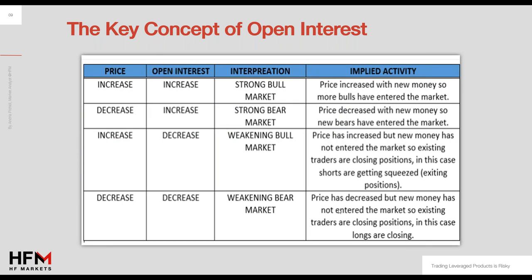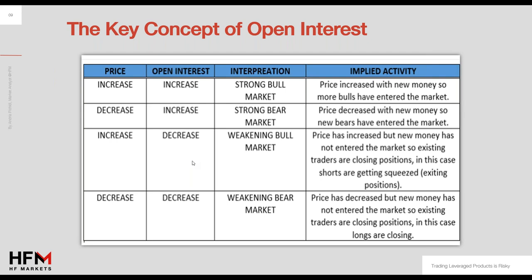Here is a more detailed table. Increasing price with an increasing open interest suggests a further bullish bias. Decreasing price with an increasing open interest suggests a strong bearish bias. If the price is increasing but open interest is decreasing, that suggests the existing uptrend might run out of steam.